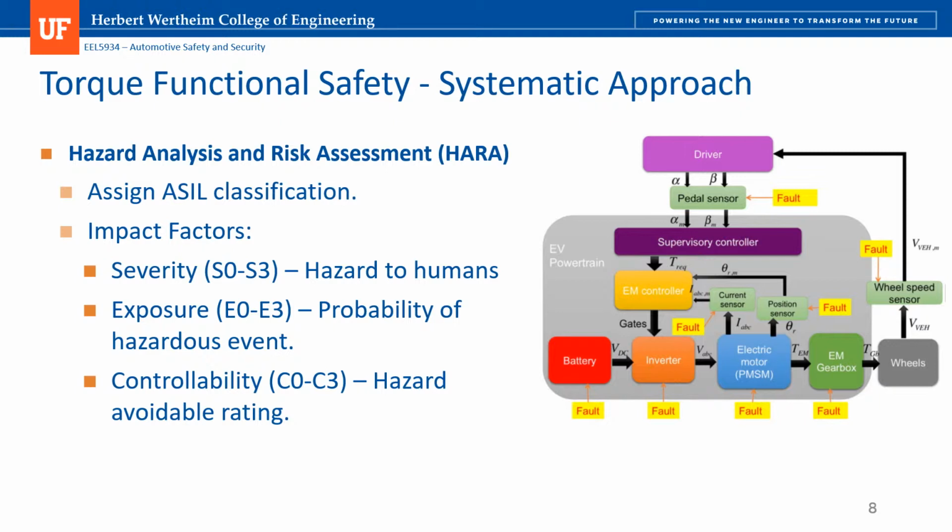the most hazardous. The severity is related to hazards to humans, where exposure is the probability of the hazard happening, and then controllability is, once the hazard has happened, what is the ability of either the driver or the control system to react and control to potentially mitigate the hazard from getting worse or happening at all.